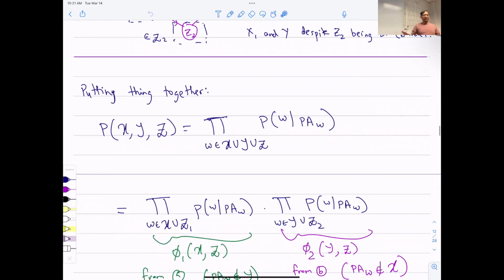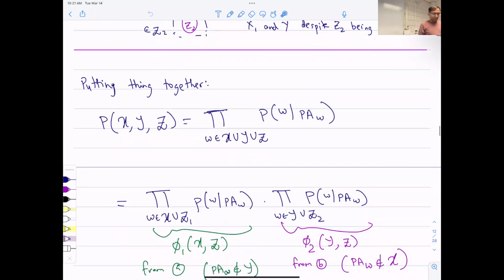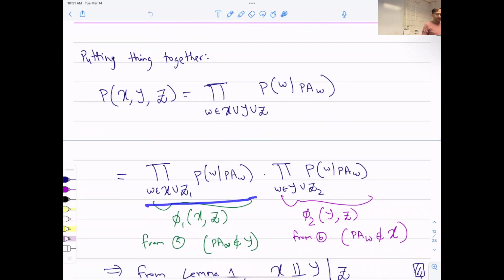So now let's put these things together. So I'm looking at the joint distribution of P of X, Y, Z. So that means because of factorization, it's a graph. Just the graphical representation is a P of any node W in X union Y union Z given its parents. That's the definition. I can split up Z because of the partition into Z1 and Z2. Okay, so it is P of W in X union Z1 or W in Y union Z2.